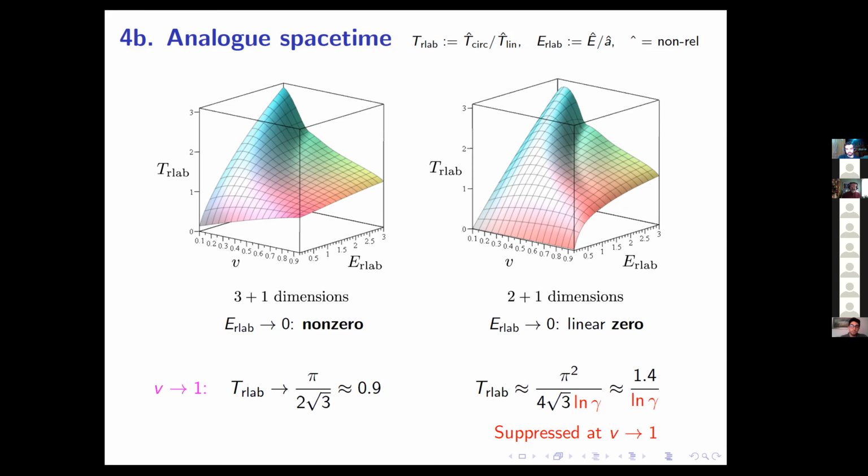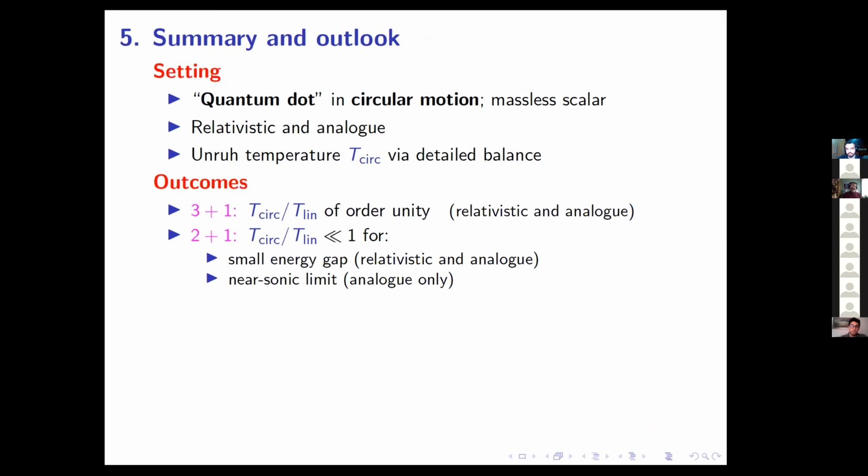And I'm probably way over the 5 minutes, this is my concluding overhead. So I've looked at this circular motion Unruh temperature using a quantum dot as my device, both in the relativistic and analog settings, and as a measure of the temperature I've used a detailed balance definition of the temperature. And the outcomes: if you have a 3+1 system, you've got an order of unity factor between the linear motion prediction and the actual circular motion temperature, both in the relativistic system and in the analog system. In 2+1 dimensions, same thing over most of the parameter space, but at small energy gap you have a difference. And in the analog case, also in the near-sonic limit, the temperature is not as high as you might have thought.